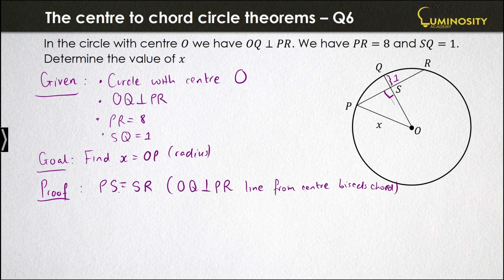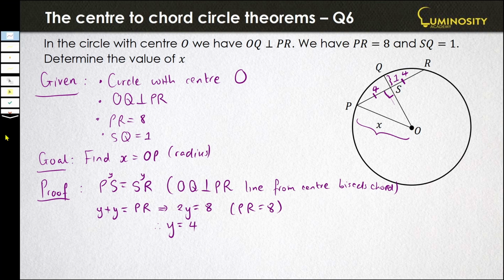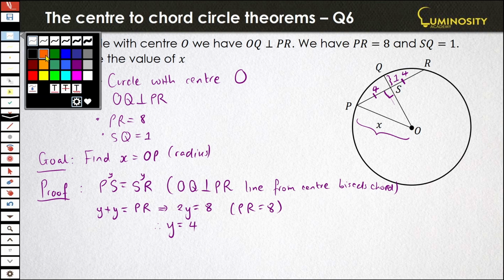So furthermore, if I let these lengths be y, I therefore have that y plus y must be the total length PR, so that means 2y must equal 8, because the chord length PR was 8 units. So therefore, the length of one of them is 4. So that is 4 and that is 4. It bisects the chord in half. Okay, so what else am I looking for? I'm looking for this radius length here, but I can't quite solve it just yet.